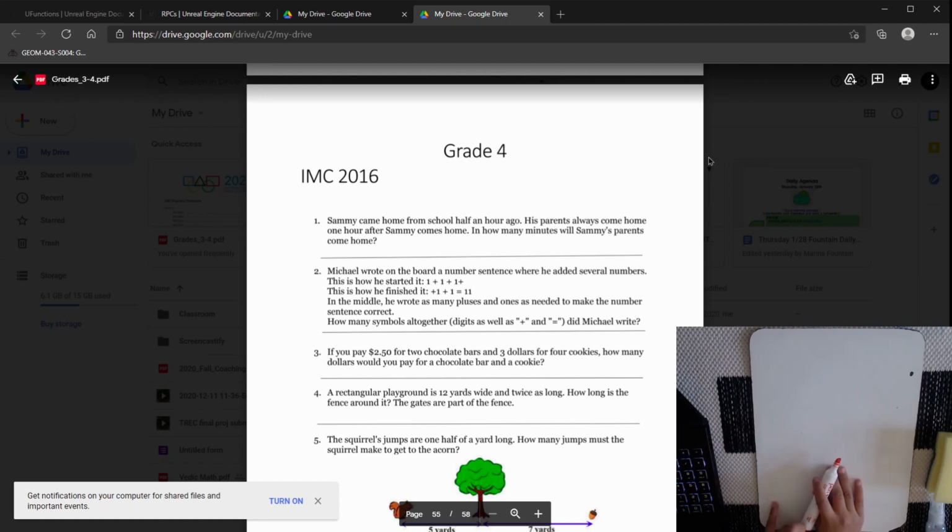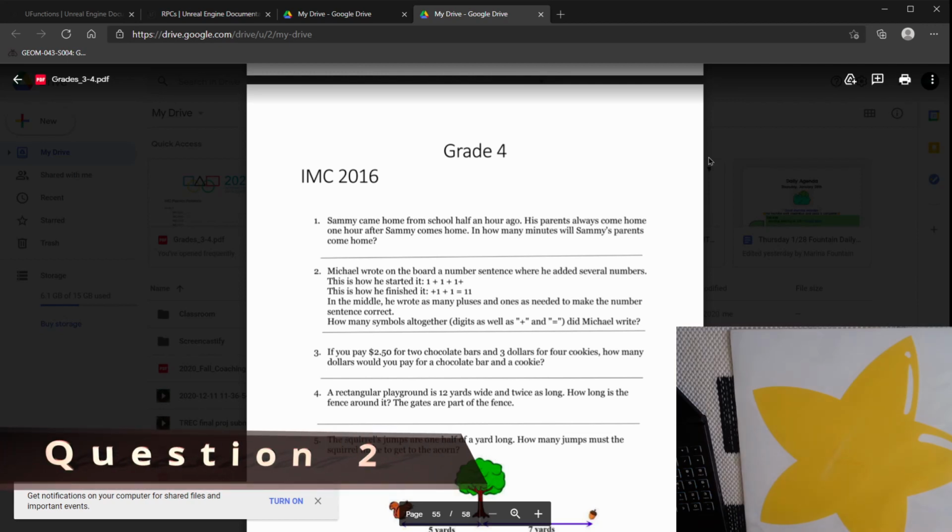Okay, so first you have to understand this. Sammy comes home from school half an hour ago. So that's 30 minutes. And then his parents always come home 1 hour after Sammy comes home. So we would do 60, and then we would subtract these. And what would we get? We would get 30. So 30 would be our answer.